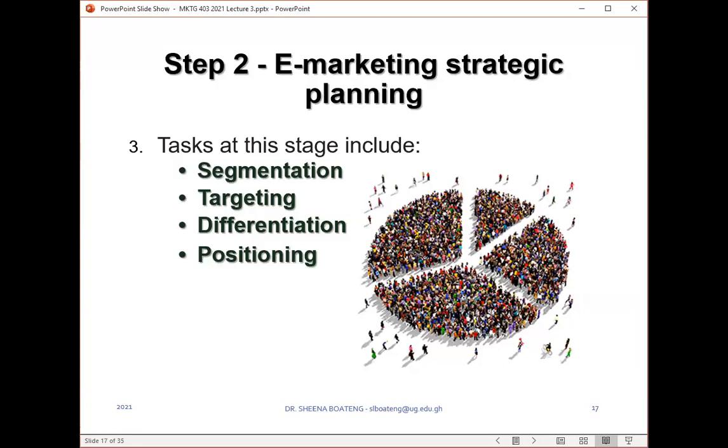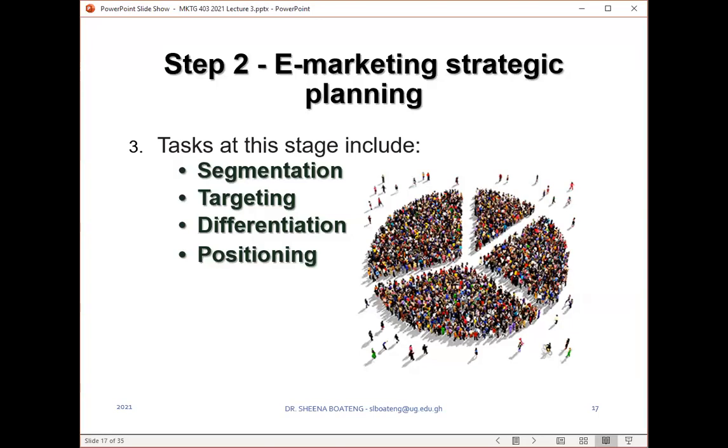And positioning is about the brand of the company holding a specific, unique place in the mind of the consumer, such that in every purchasing situation for a particular need, your product or brand will come up first in the mind of the consumer, because you have positioned yourself as the best product or service to satisfy that need that the customer has identified. So e-marketing strategic planning involves the tasks of segmentation, targeting, differentiation, and positioning.